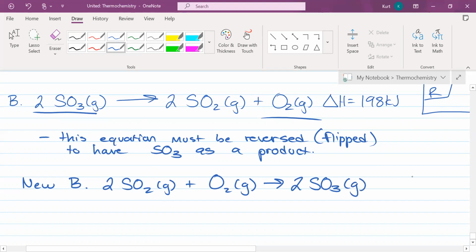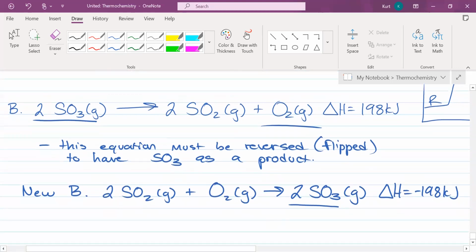Now, something that year after year, I've taught chem for many years. Here's what students forget, and you guys are no different. You are not immune to this mistake. They forget to also flip the change in enthalpy. This was positive 198 kilojoules, but because we reversed it, what is the new value for the enthalpy change? Negative 198 kilojoules. So now our sulfur trioxide is a product, just like the main equation. That's good news. That looks great. Are there any questions so far? Yes? No? Okay.